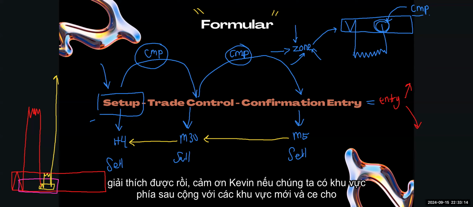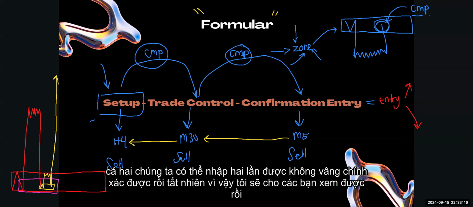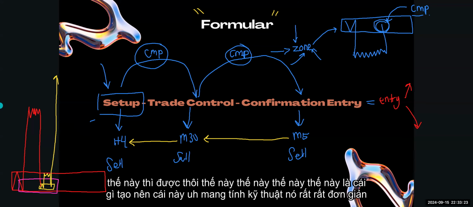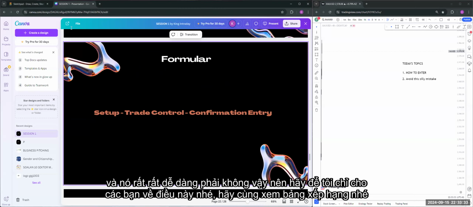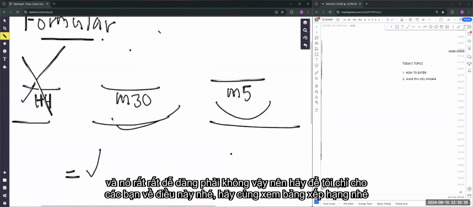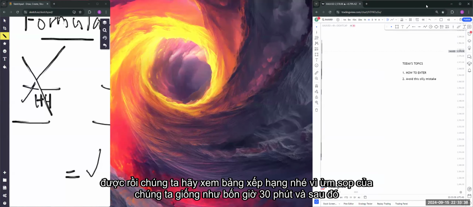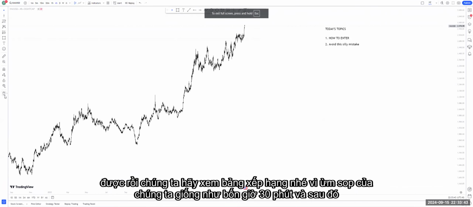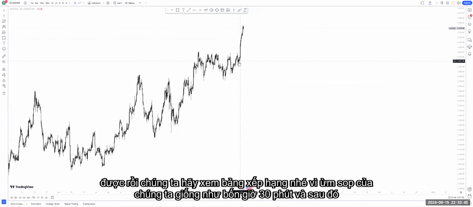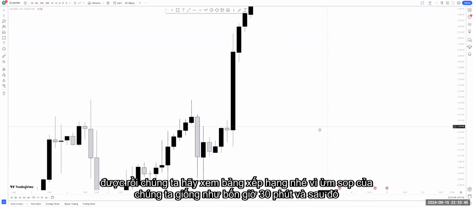If we have the zone at the back plus new zones and CE for both, can we enter twice? Yes, exactly. All right, of course. So I'm going to show you guys how. This is what makes this technique very, very simple and very, very easy. Let me show you guys about this. Let's go to the charts.